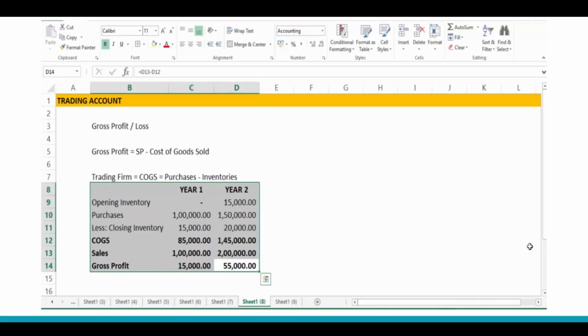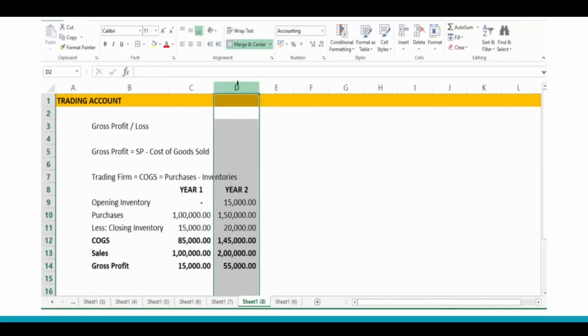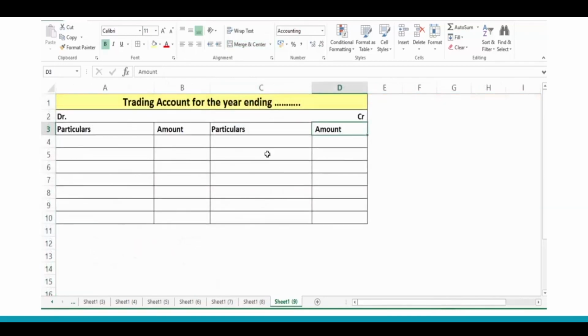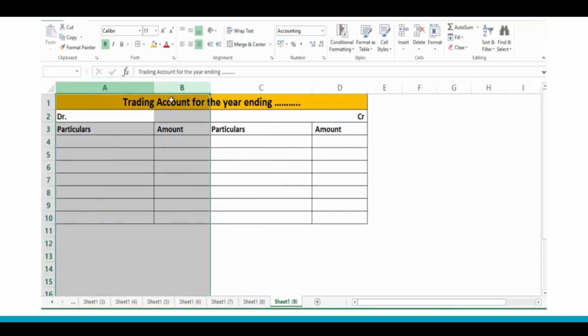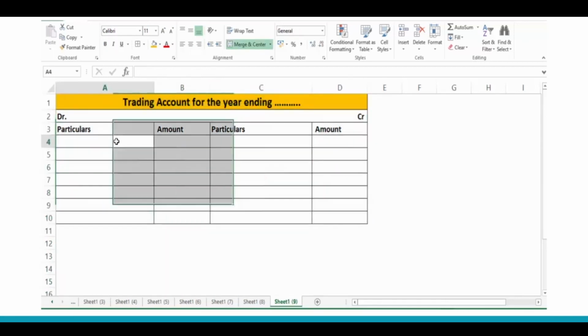In that structure, let me capture year 2 information only. Okay, so here we have the structure. Here we have trading account for the year ending, where we have to mention the year. Then we have debit, credit, then we have columns for particular amount. Okay, so there are some items that will appear on the debit side, some will appear on the credit side.